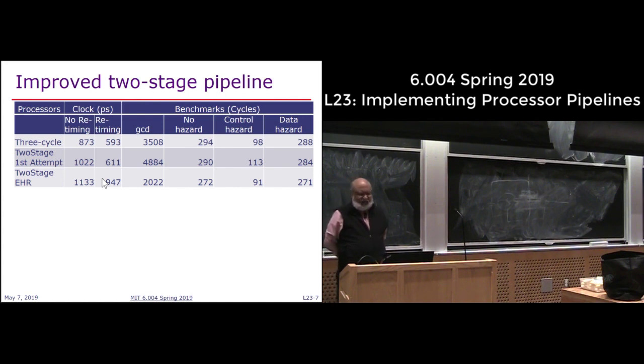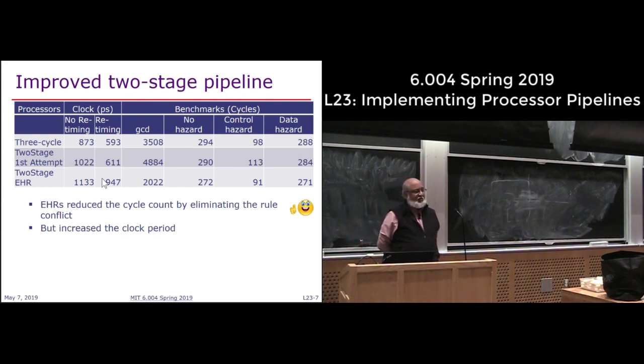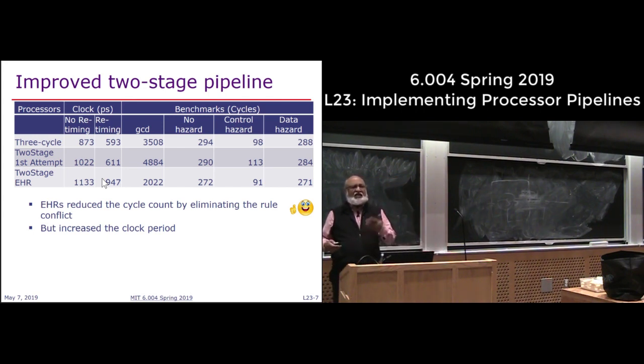So the message is slightly complex, because what we have to do here is reduce the cycle count by eliminating the rule conflict, right? So that's the good news. But caution, it increases the clock period. So now, as a practical matter, you are always trying to judge the amount of loss in the clock period. Is it justified by the gains in performance? And this is the game that is played constantly when we design complex processors, right?